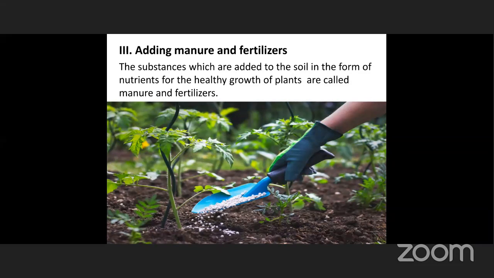Ma'am, do farmers prefer manure or fertilizer? It depends upon the farmer. The farmer who wants organic farming. What are the two types of nutrients? I told you, the two types of nutrients are micronutrients and macronutrients. If there is any doubt, please unmute and ask me questions.